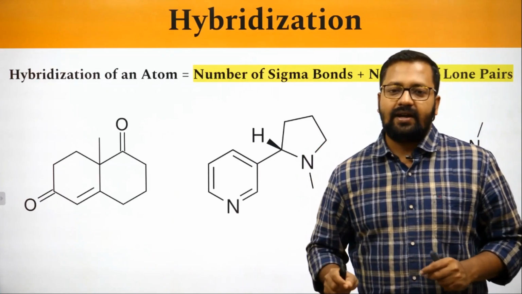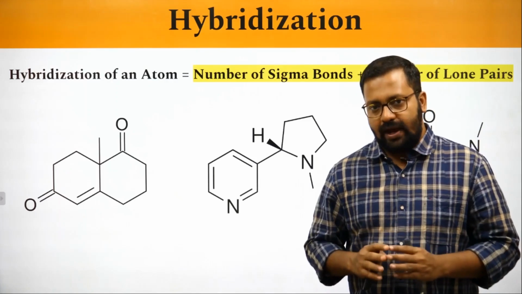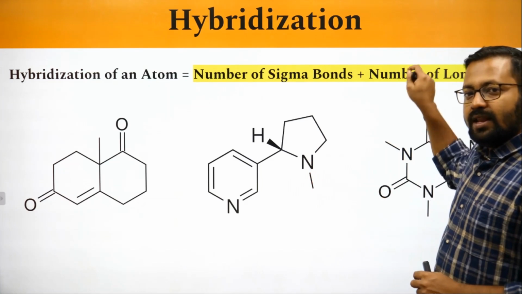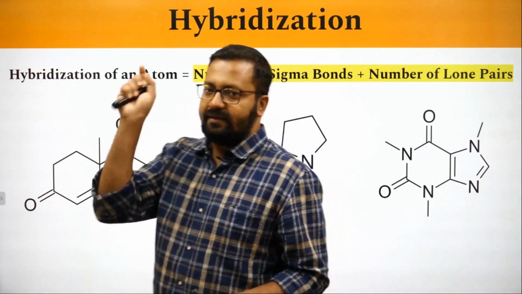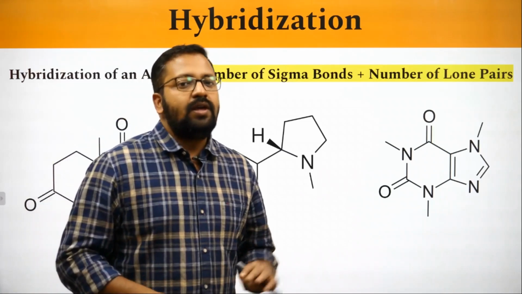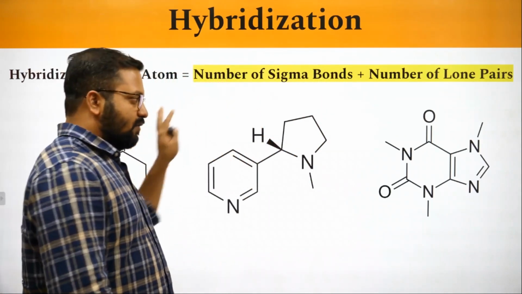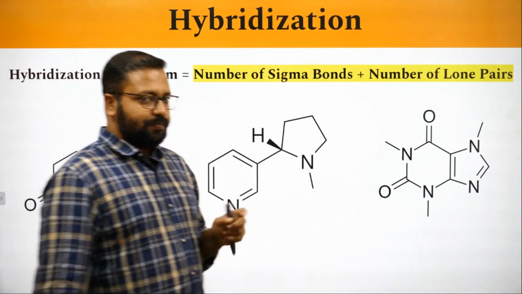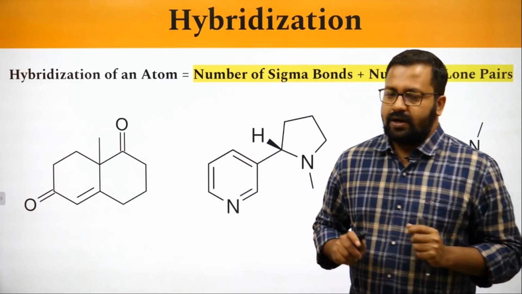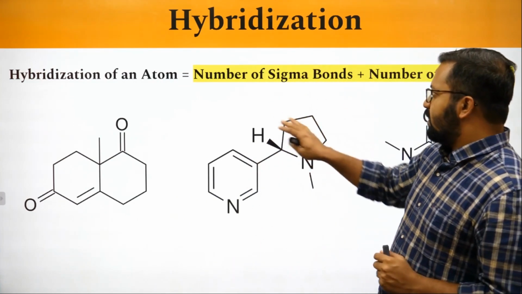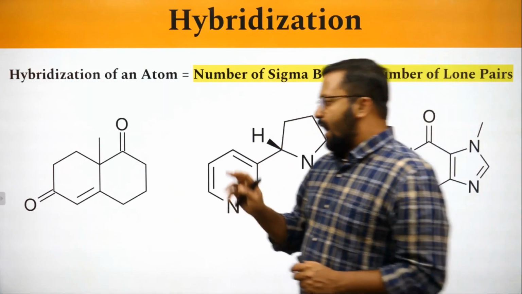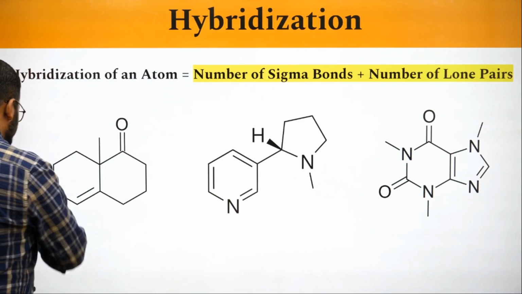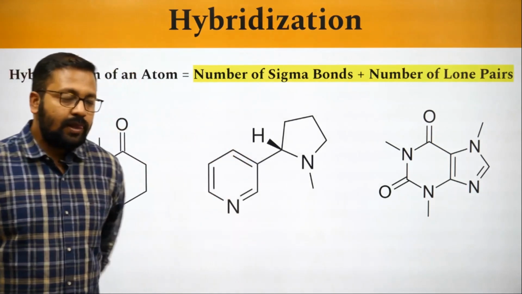But more or less, if we try to identify the hybridized state of any atom, the easiest way is to calculate the number of sigma bonds connected to that atom and also the number of lone pairs present on that very atom. Let's use this concept in solving hybridization of certain atoms in these 3 structures. So hybridization is equal to number of sigma bonds plus number of lone pairs, and let's see how this helps us in solving the hybridized state for such atoms.